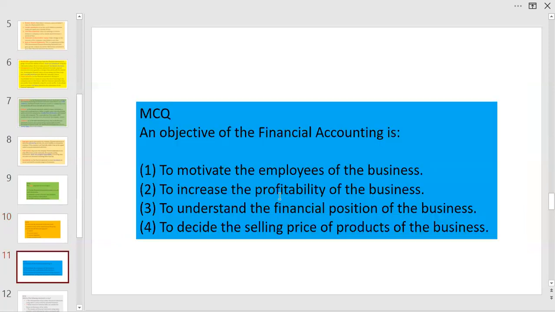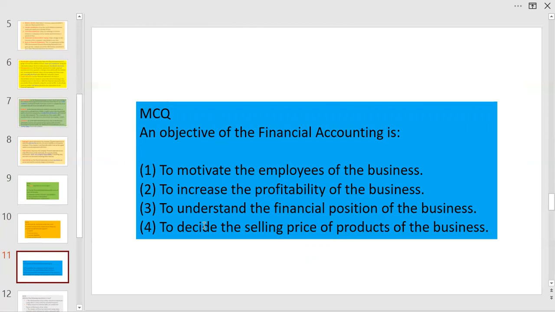The next question: the objective of financial accounting is to motivate employees. No. Motivation mostly depends on conditions of work, benefits of the employment, etc. To increase the profitability: these are achieved not by financial accounting, but by management accounting. 4. The pricing of a product cannot come from financial accounting. Therefore, the answer is 3.